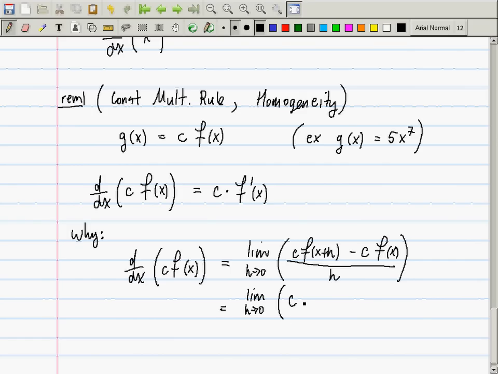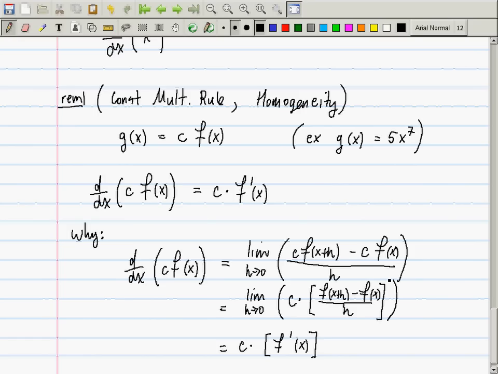c multiplied by f of x plus h minus f of x over h, like so. Okay, now the term inside of the square parentheses, what is that in the limit? When you compute the limit, what is that? That's the derivative of f, right? That's the definition of the derivative of f. Okay, and what does c do as h goes to 0? It does nothing, right? It stays c. So then this is c multiplied by the derivative of f of x.